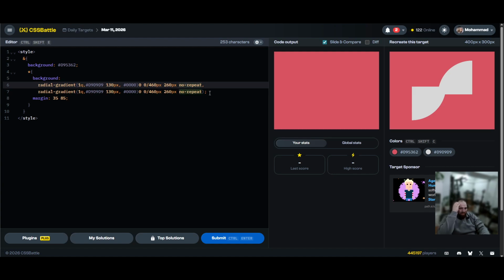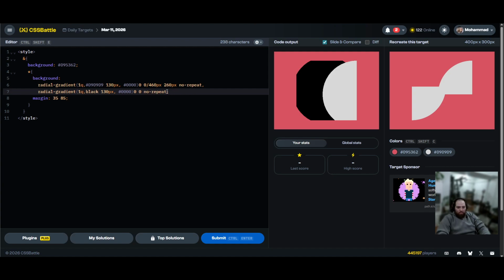What's happening here? Radial gradient. I was going to move this one over. So instead of 460, let's get rid of this. Oh, that's why. So if I go 0, 0, let's change this to black also, just so we can see what's happening. 0. No, I'll get rid of that. Okay, so now this one, I'm going to move it over to the other side.